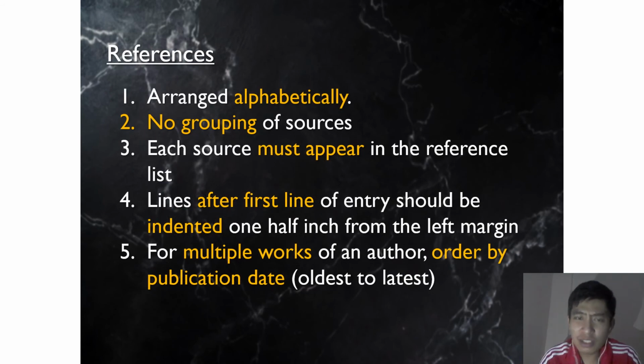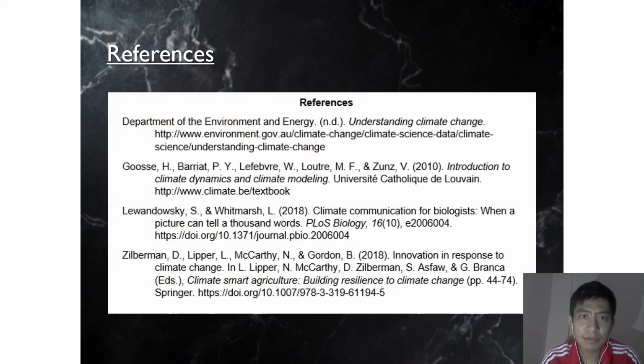So the references should be arranged alphabetically. There's no grouping of sources. Each source must appear in the reference list. Lines after the first line of an entry should be indented 1/2 inch from the left margin. For multiple works of an author, order by publication date, oldest to latest. So these are our examples.